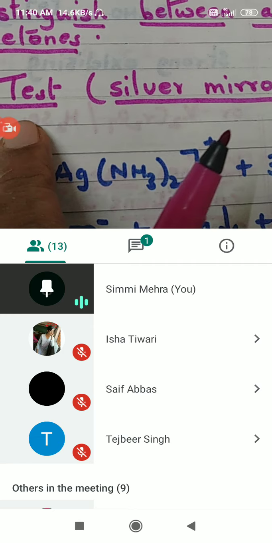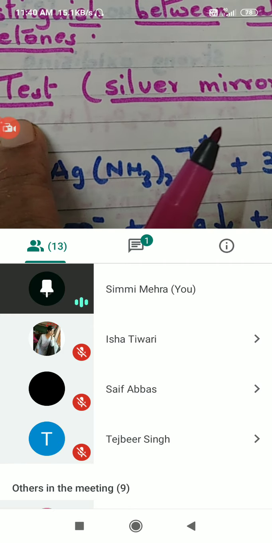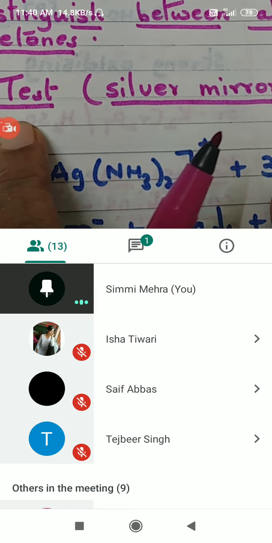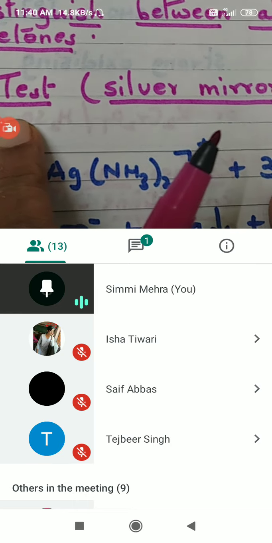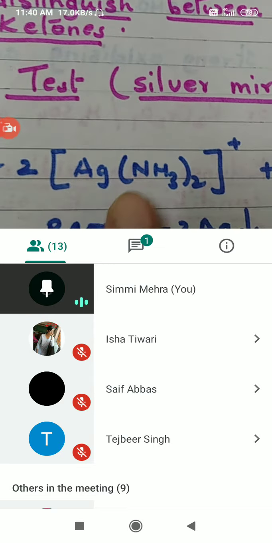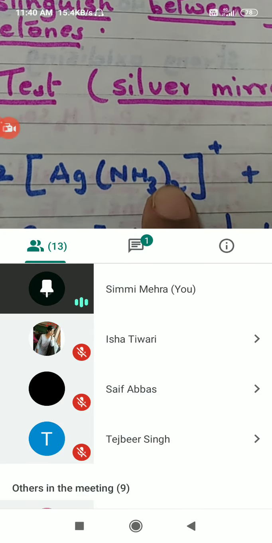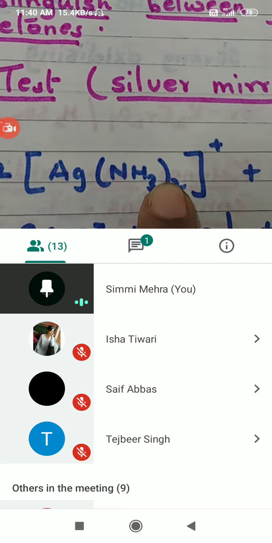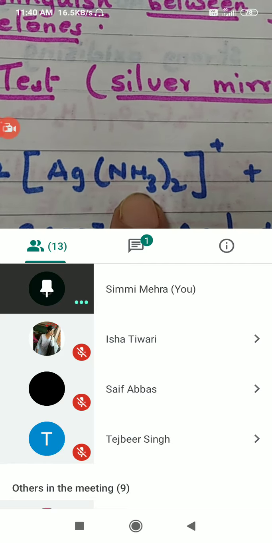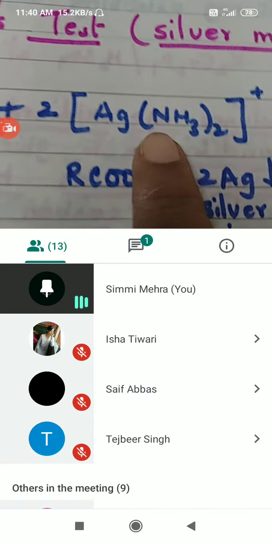We take silver nitrate solution, which is transparent, and we keep on adding ammonium hydroxide drop by drop till a brown precipitate is obtained. And then you shake the test tube and this complex is formed. That is, the silver amine complex is formed, which is soluble. This is Tollens reagent. Silver nitrate plus ammonium hydroxide gives us Tollens reagent.